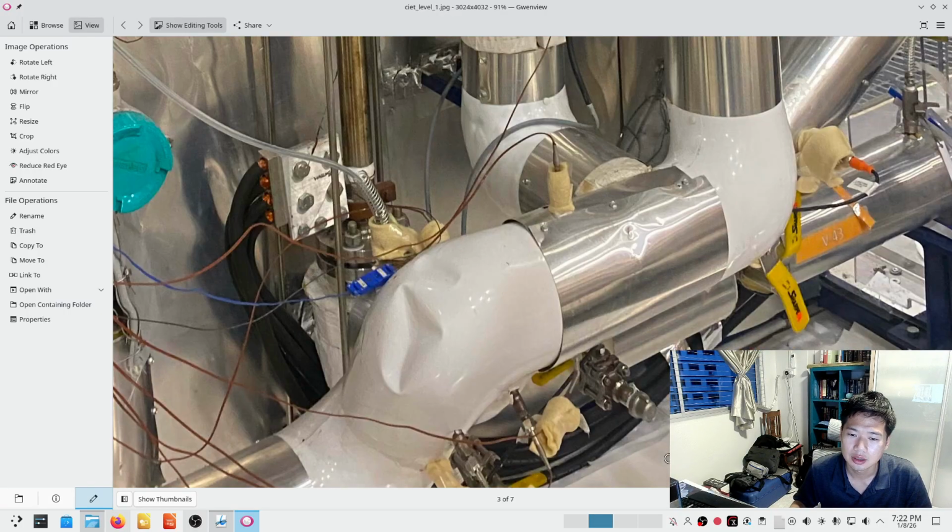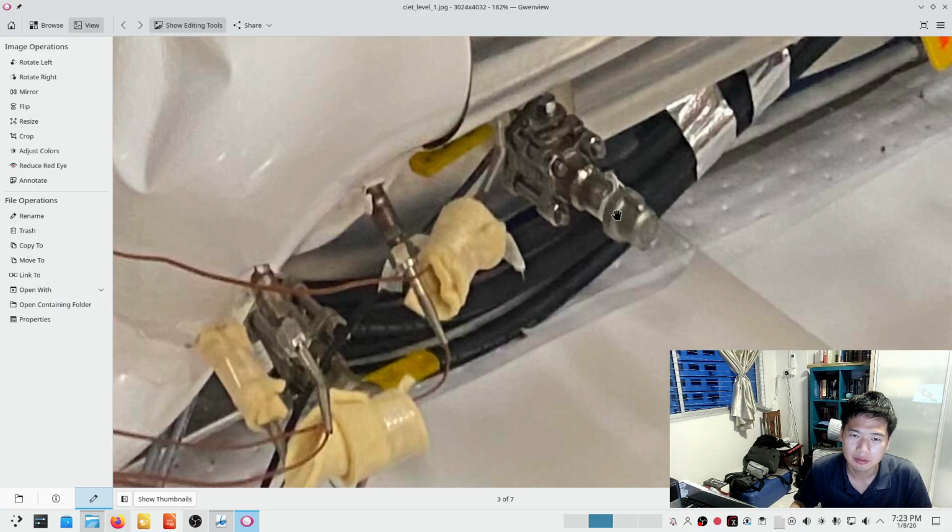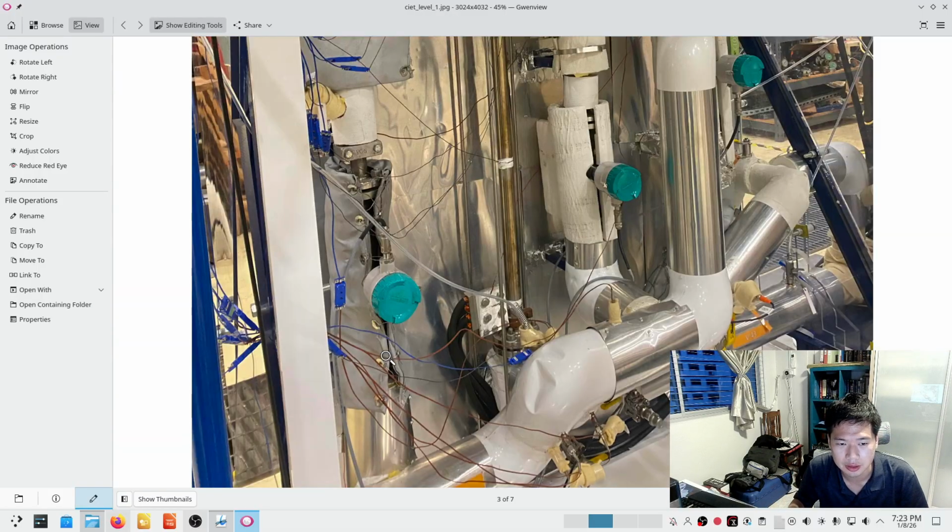Then all these valves and pipes here are meant to be open when there's a draining and filling procedure. So when you want to drain the whole Compact Integral Effects Test of its fluid, it has to go into a drain tank or something, via these pipes here. So that's it.